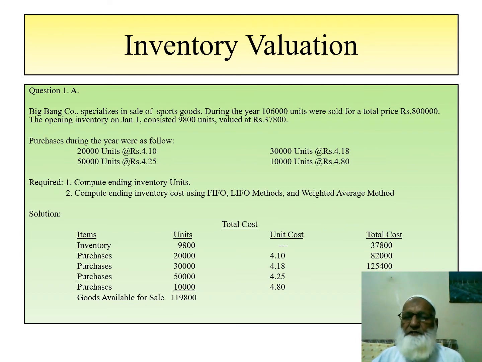Opening inventory was 9,800 units, worth 37,800. Purchases are 20,000 units at 4.10, and the next purchases are 30,000 at 4.15, and next is 50,000 at 4.25, and again 10,000. Last purchase is 10,000 at 4.80.